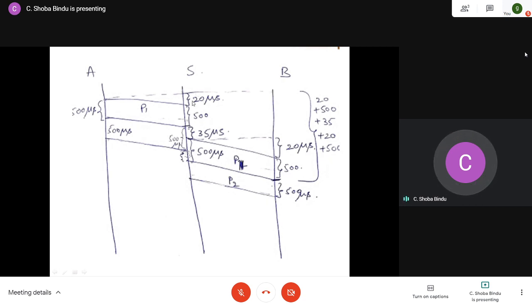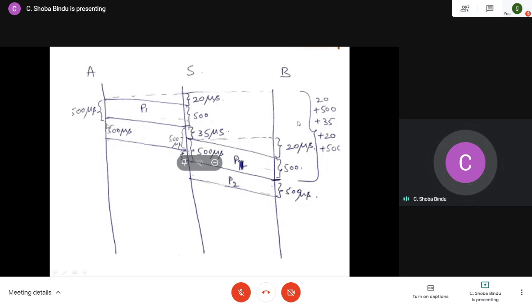So 20 microseconds is the propagation time, 500 microseconds is the transmission time, then 35 microseconds is the waiting time at the switch, and then 20 microseconds is the propagation time, and 500 microseconds is the transmission time. So this is the total time for the first packet to reach from A to B.